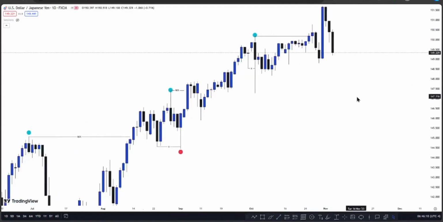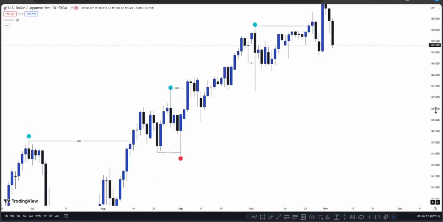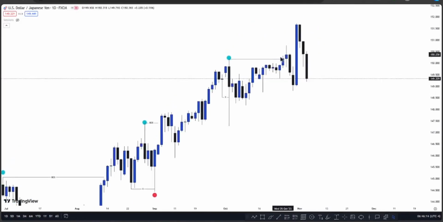Yes, of course. With a candle closure, it took it out. All right. As you can see, it took it out with a candle closure, confirming this low as a valid low. So this is our valid low now in the market.